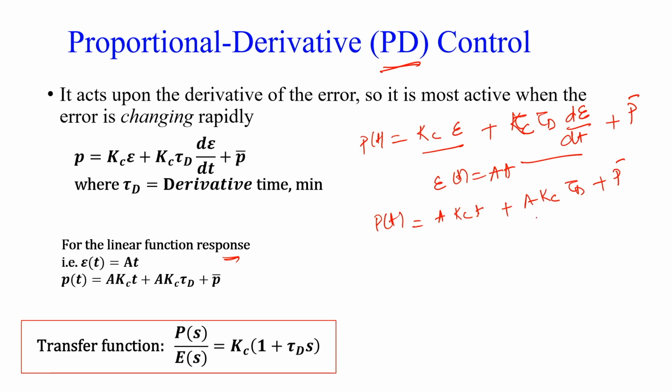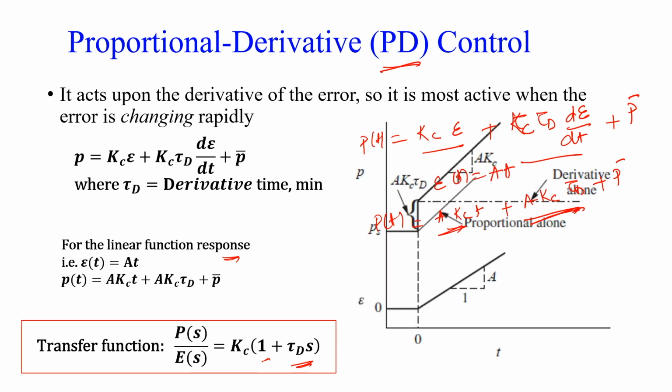So, what we are seeing here is now this value will be constant, the response from this derivative control will be constant, it will not change with time, but the response from the proportional control will change with time over here. So, similarly we can calculate the transfer function, this P(s) upon E(s) will be Kc (1 plus tau d into s). So, we can see this response here.